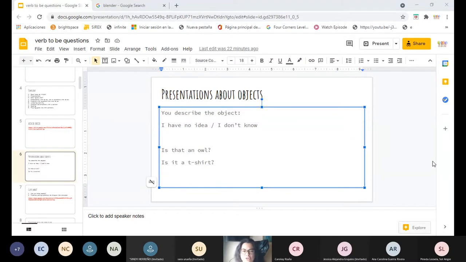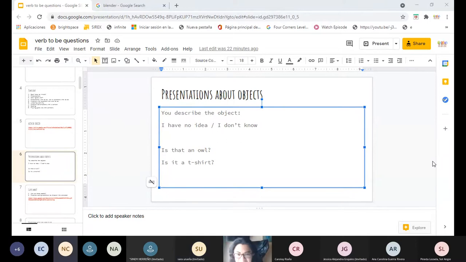All right, Sara, when is it used? In what situations do we use this object, Sara? When is it used? Teacher, how do you say "se usa como un regalo"? It is used as a gift. It is used as a gift or as a present. It's used as a gift. As a gift. Okay.